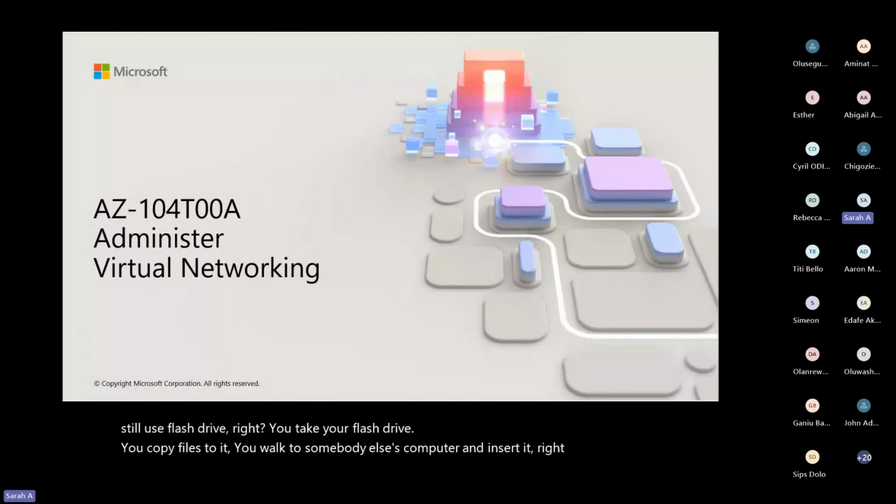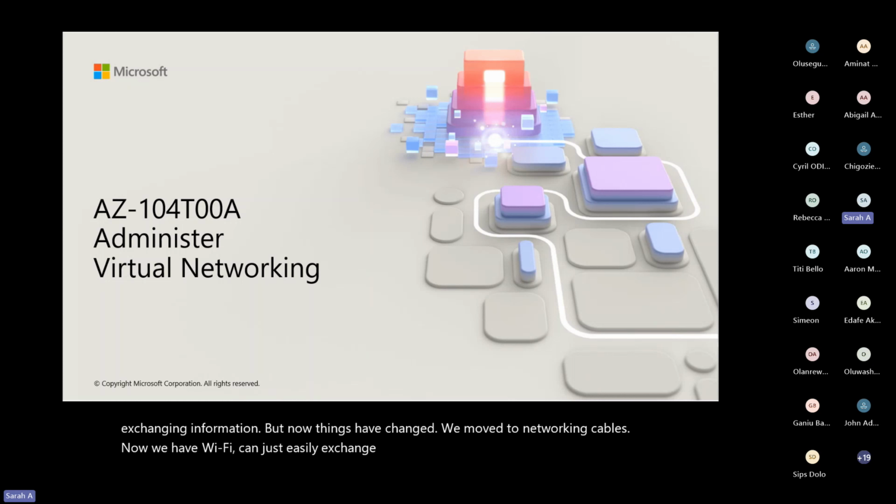But now things have changed. We moved to networking cables. Now we have Wi-Fi, we can easily exchange information, can easily text each other over the internet and stuff like that. So that is networking. You can simply create a computer network by hooking together all the computers in your office with networking cables, right? So that's what basically networking is all about. So we have what they call a router. It connects your computers to the internet. We have what's called a switch. It connects more computers together.